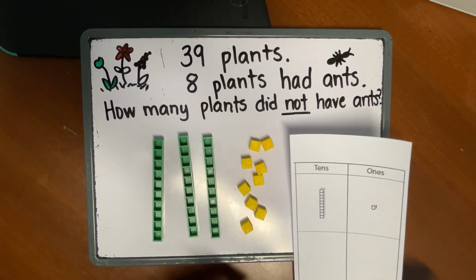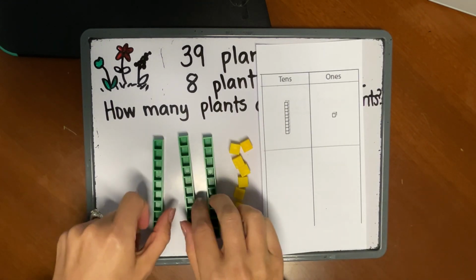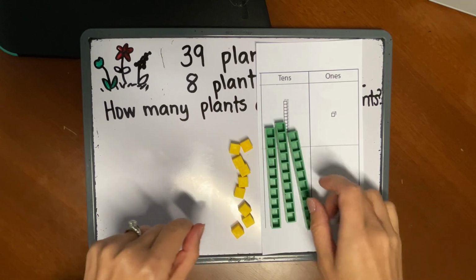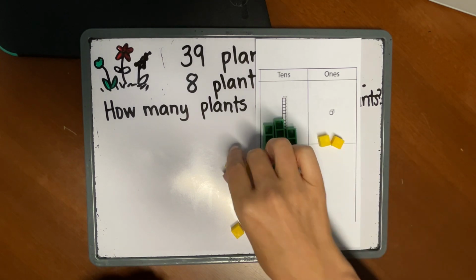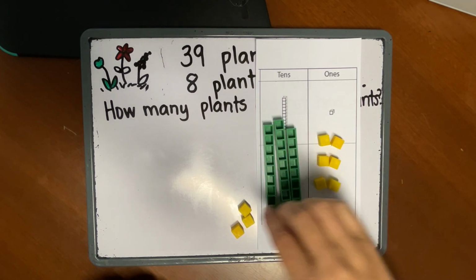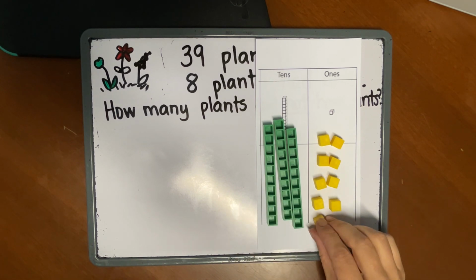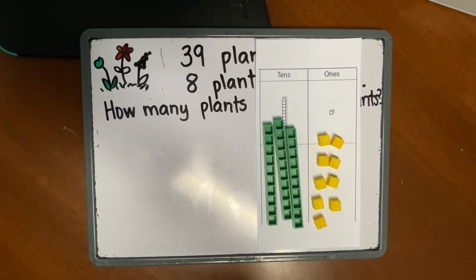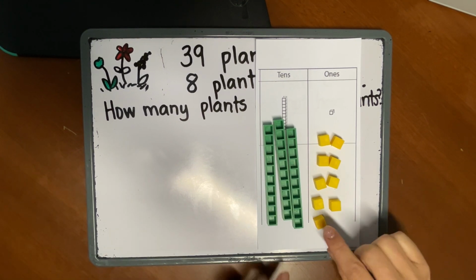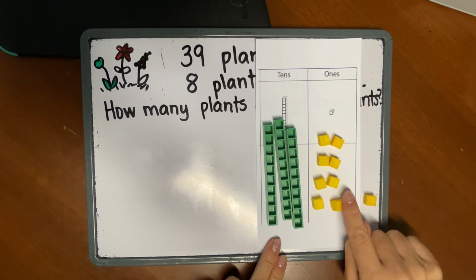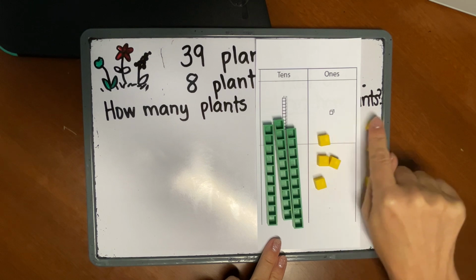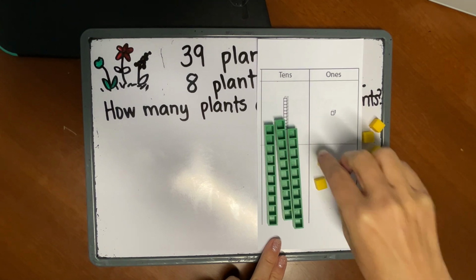Okay, let's see. If I use my place value chart, I know that there was 39. So 10, 20, 30. 1, 2, 4, 6, 8. One more is 9. 39 plants that the children saw, but 8 of them had ants. So I want to know which ones didn't have ants. Well, I'm going to take these 8, and they're the ones that had ants on them. So I'm going to move them off my chart. 1, 2, 3, 4, 5, 6, 7, 8.